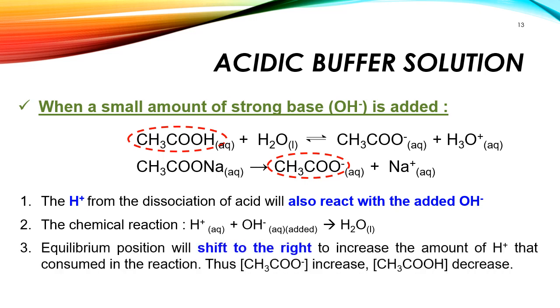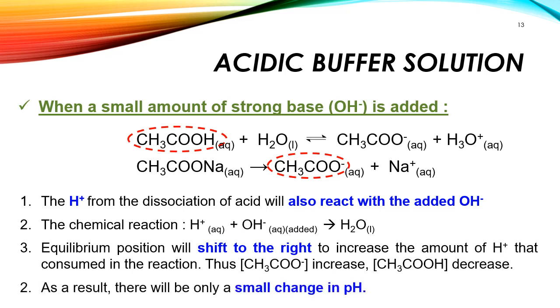The equilibrium position of this reaction will shift to the right to increase the amount of the H+ that is consumed in the reaction. Thus, the ethanoate ions will increase in concentration and the ethanoic acid will decrease in concentration. As a result, there will be only a small change in the pH.